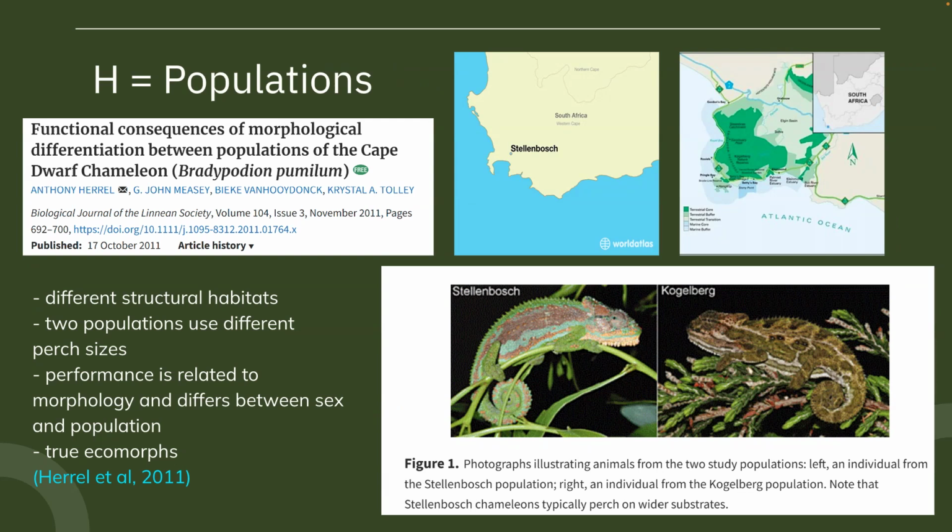They found that the two populations used two different perch sizes and that their performance is related to their morphology and to differences between the sex and the population. This article calls these guys two true ecomorphs, and they define ecomorphs as the independent evolution of a set of habitat specialists that are similar in ecology, morphology, and behavior. So you see how one species can differ so much in two different habitats.